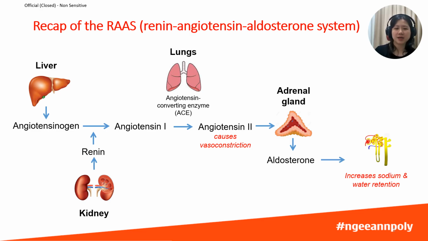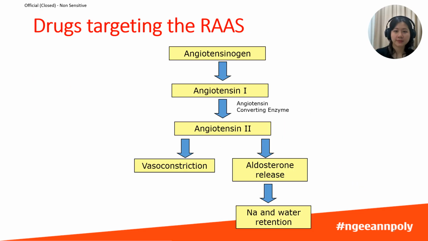Aldosterone increases the reabsorption of sodium and water at the kidneys, which increases the blood volume and thus also increases blood pressure. Now let's take a look at the different drug classes targeting the RAS.